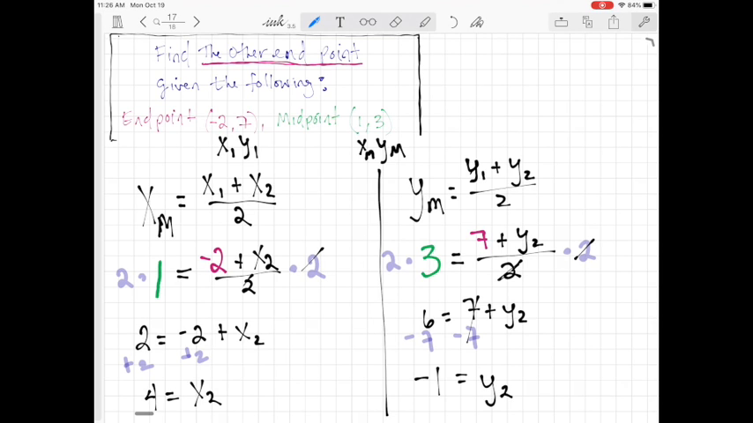So our other endpoint, our final answer here, x2, y2, is going to be at 4, -1.